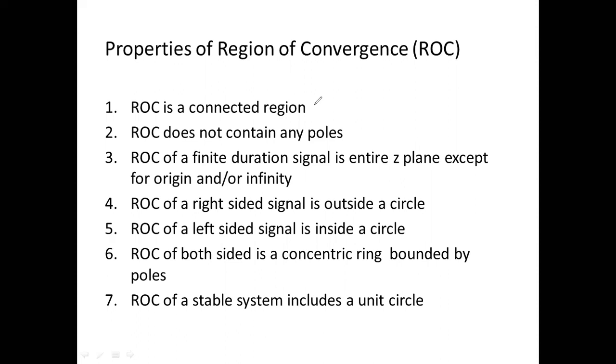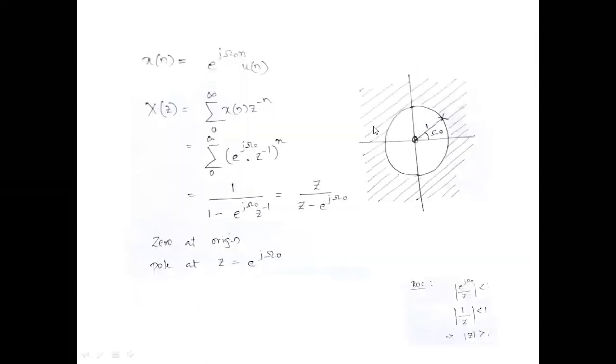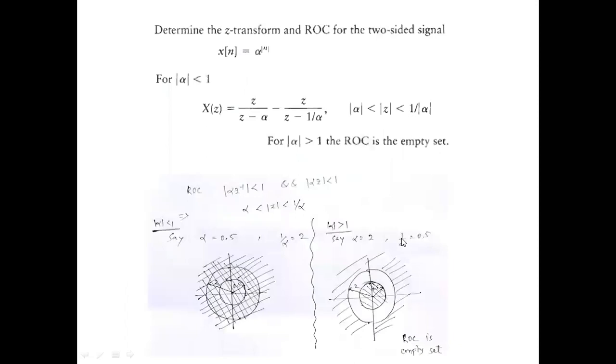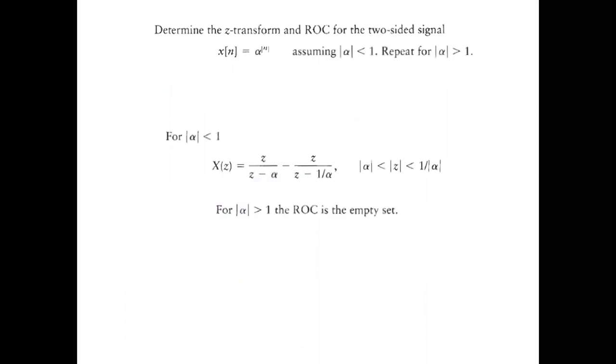You can see in all the previous problems that you saw, ROC was just shaded, right? It was not a point or something. ROC in all the previous problems was a shaded region over an entire area. It is not a single point. You can see ROC is a shaded region everywhere, and it is a connected region, right?